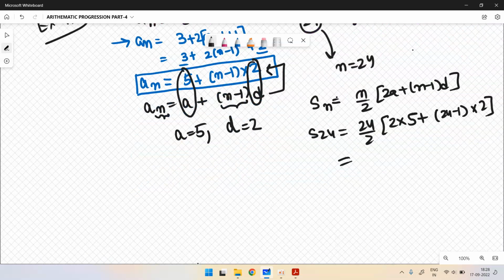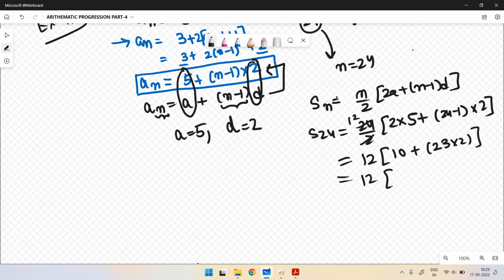Which is nothing but this is 12. This will be 12 into 5 times 2, which is 10, plus this is 23 into 2. 23 into 2 is 46, plus 10, this is 56. So this is 12 into 56.